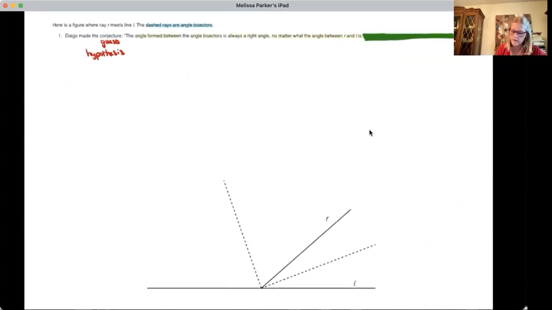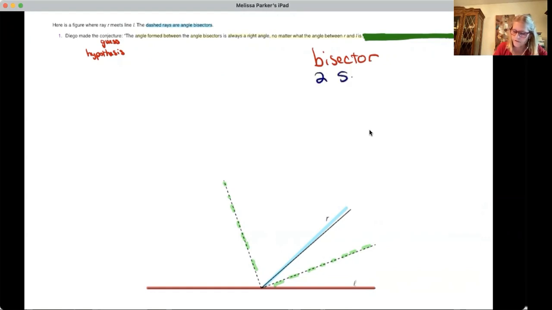So first of all, we see that our line R intersects with line L. That's stated, okay? Those two intersect, we see that. And that the dashed rays are angle bisectors. So these rays are angle bisectors. So recall, and we've talked about this before using our vocabulary, bisectors. Break the word up into its root and its prefix. Bi, 2 for bicycle, right?